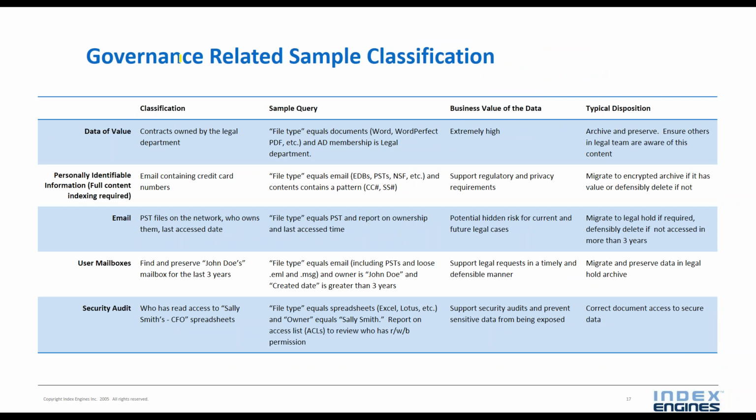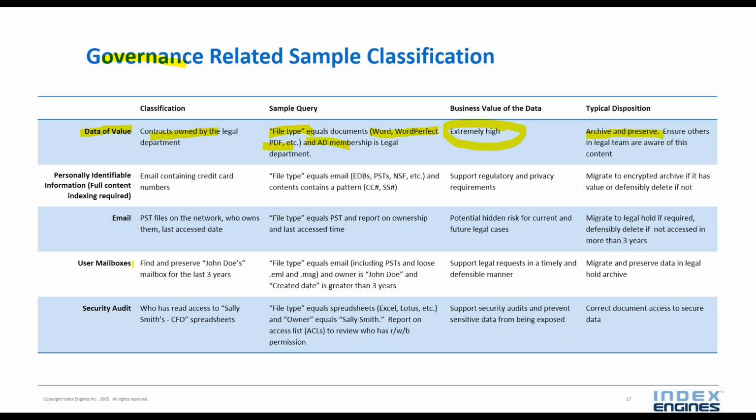And then looking at more governance-related classifications, looking for data of value. So maybe contracts owned by the legal department, which would be looking at file types equal to Word or WordPerfect or PDF, for example, and Active Directory membership legal department, extremely high value. So if those files are not actively being used, maybe you want to archive and preserve that content.